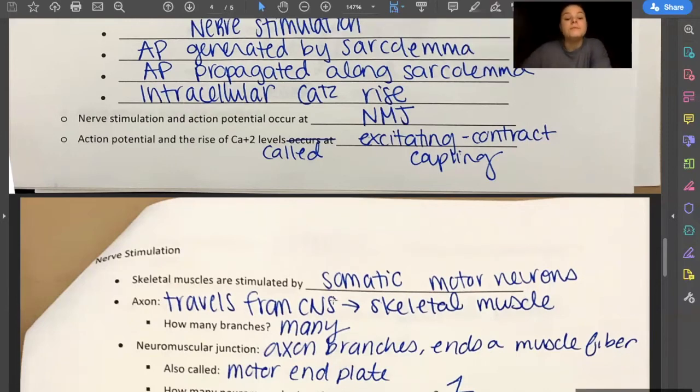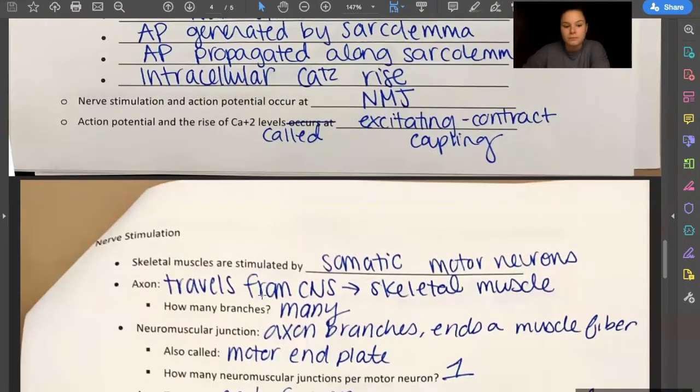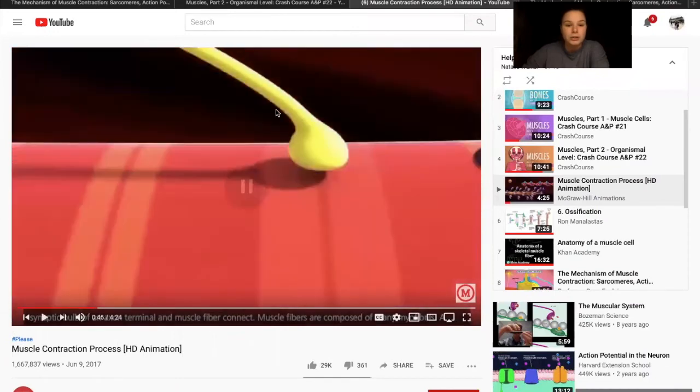Okay. So how many neuromuscular junctions are per motor neuron? So there's one neuromuscular junction per motor neuron. So this is the neuromuscular junction. So that's saying that there's just one place where they attach, right? Each axon has one place where it attaches to the muscle. Okay. And so the axon terminal is just the end of the axon. So this is like, right, CNS, and then we go down. So this is just the axon terminal. It's just where it ends, right?